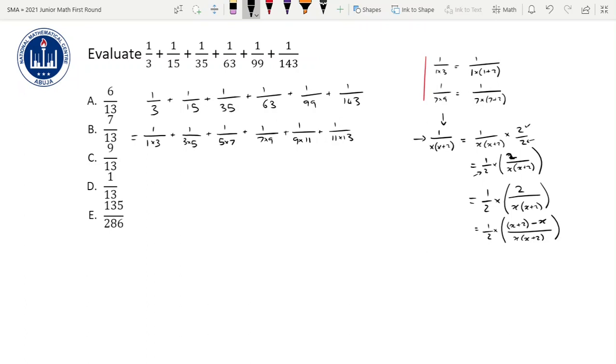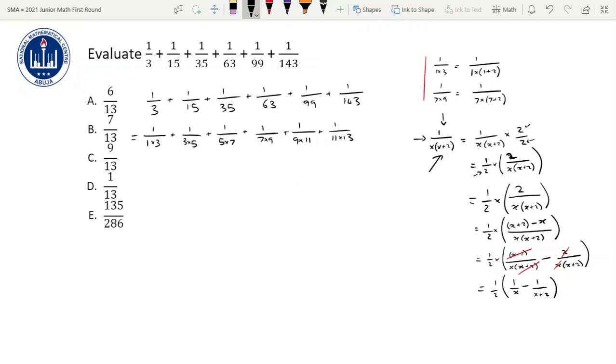Now we're going to split this into two parts. This is 1 over 2 times (x plus 2) divided by x times (x plus 2), minus x divided by x times (x plus 2). Notice we have things that can cancel out here. We have x plus 2 up here and x plus 2 down here, so those two can cancel, and these two x's can cancel too. At the end, this is equal to 1 over 2 times (1 over x minus 1 over x plus 2). So 1 over x times (x plus 2) is the same as 1 over 2 times (1 over x minus 1 over x plus 2).